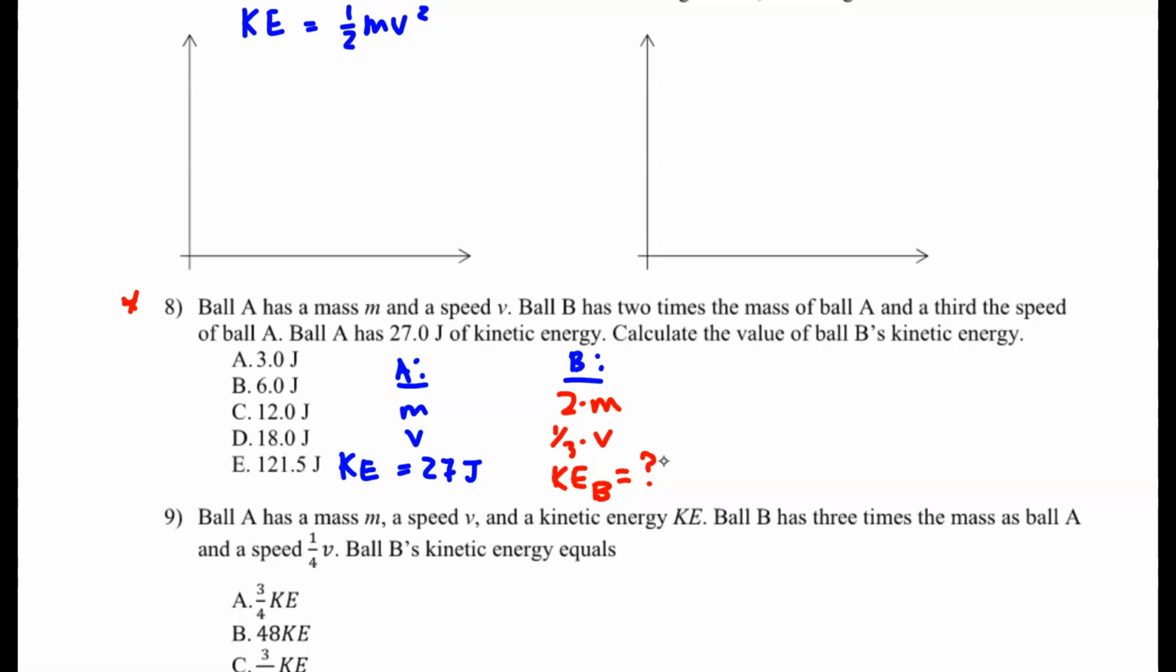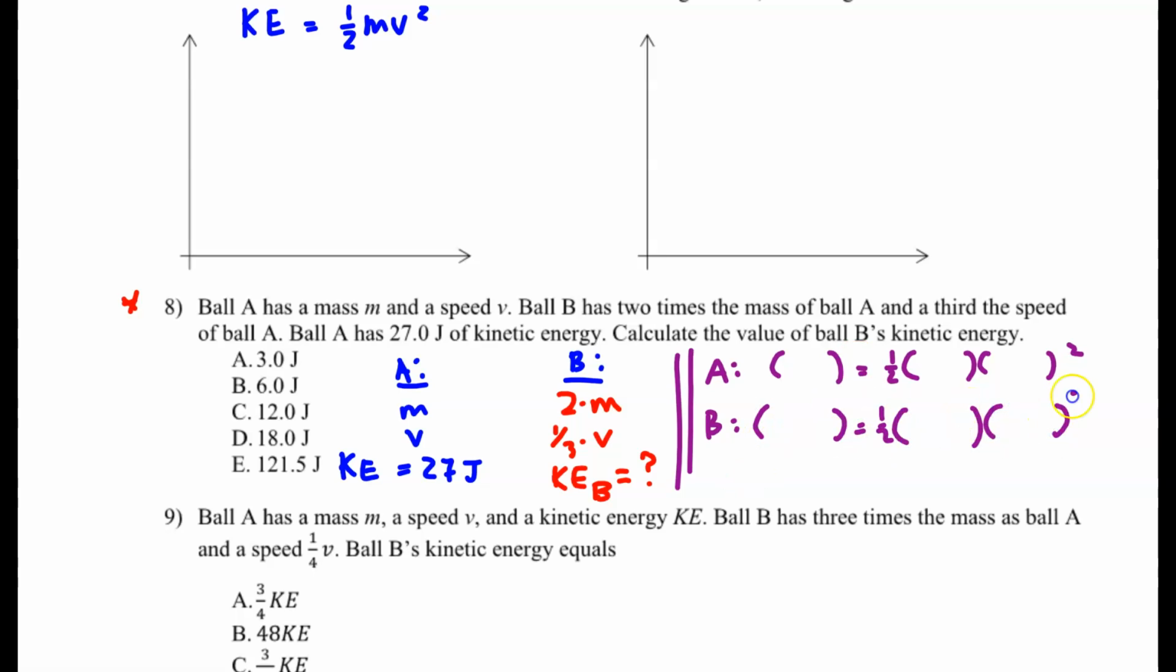That's our unknown. If I write the formula for kinetic energy twice, once for A, once for B, the formula is kinetic energy equals 1/2 mass times speed squared. And I'll do that again for ball B. Kinetic energy equals 1/2 mass times speed squared. I have 2 equations, so I will probably have to substitute one into the other, right? Usually when you have 2 equations, you combine them, and substitution is how we combine equations.